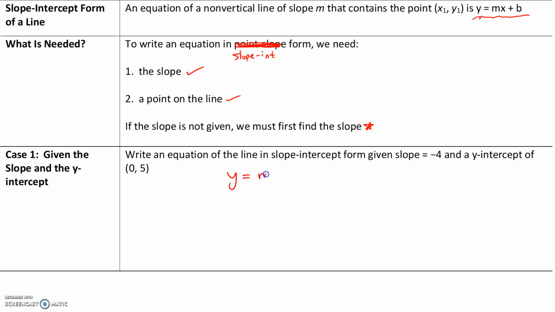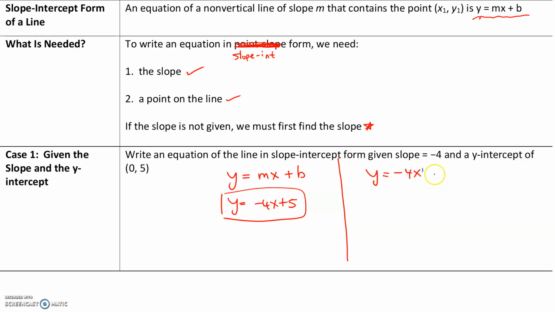Remember, our equation is in the form of y equals mx plus b. We know what the slope is, it's -4. We know what the y-intercept is, it's 0, 5, or basically 5. So our equation is just going to be y equals -4x plus 5. Okay, keep things nice and simple. Here's another way to look at it. We're given a slope of -4, so we have y equals -4x plus b.